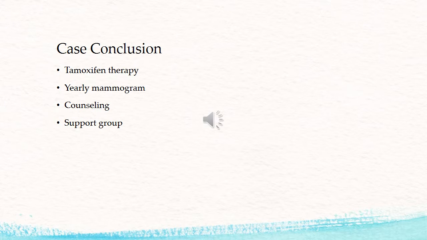At her follow-up visit in the clinic, Mrs. Blake decides to begin tamoxifen therapy for 5 years. She's scheduled for her yearly mammogram with an MRI in 2 weeks, and she shares that she's going to counseling through her job in order to work through some of the emotions related to being positive for the BRCA1 gene. Additionally, she has sought out a local support group for those who are positive for the BRCA1 and the BRCA2 genes.